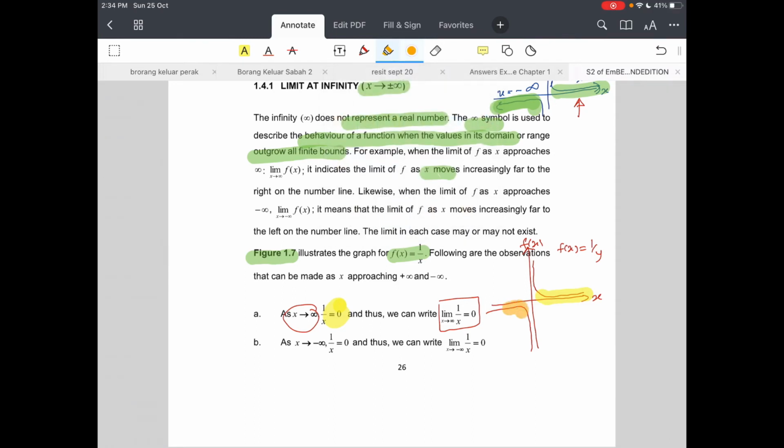And when x approaches negative infinity, the outcome will also become 0.